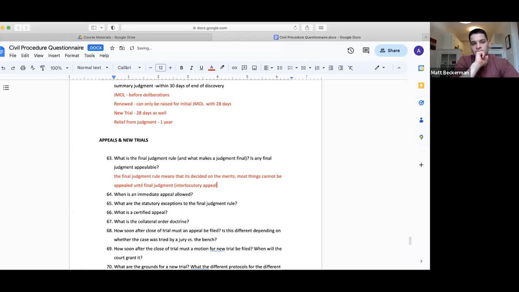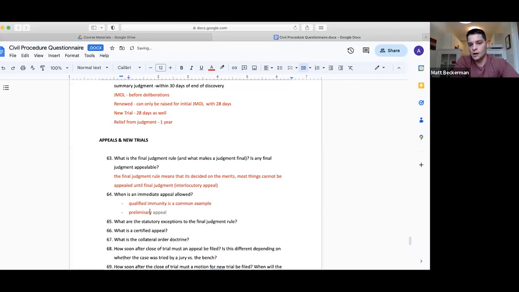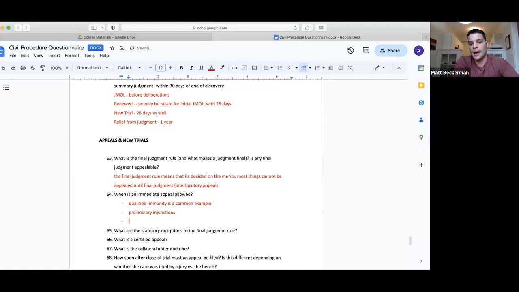All right. When is an immediate appeal allowed? What you got first, Matt? Like qualified immunity. And that's a very common example. Also, certain preliminary injunctions. When a statute says so, a federal statute or a state statute, I guess. When you have the certification of a class. I was going to say certifying a class. Yeah.